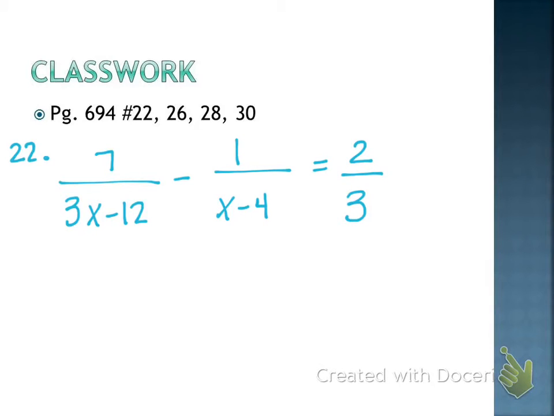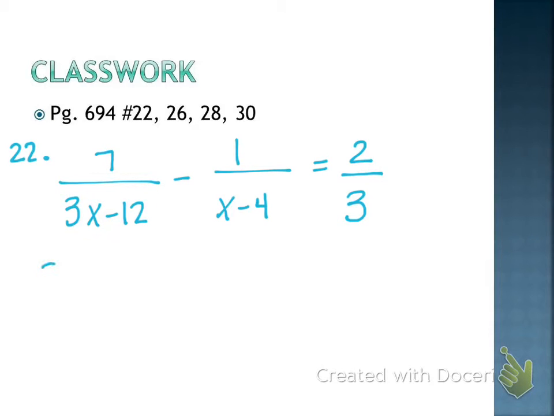All right, on number 22, okay, we have to get a common denominator. But look at our denominators. What do you see that you can do to one of these denominators to simplify it? What is that? 3x minus 12. What could I do to 3x minus 12 to simplify it? 3. Exactly. Take out my GCF of 3.